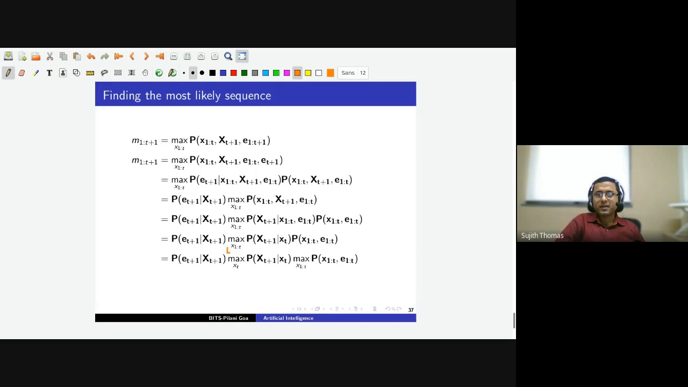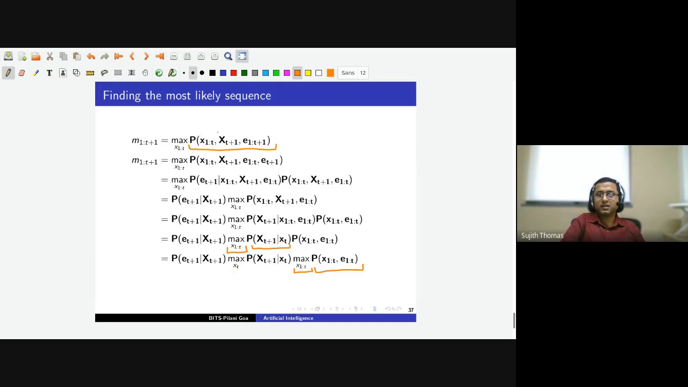So here they are maximizing over x1 to xt, but we do not have any x1 to xt here. So we only have xt. So I can simply write it as maximum over xt, two possibilities for xt. And here we have x1 to xt. And this last joint probability is actually the same as this one. Only thing is it is written slightly differently.